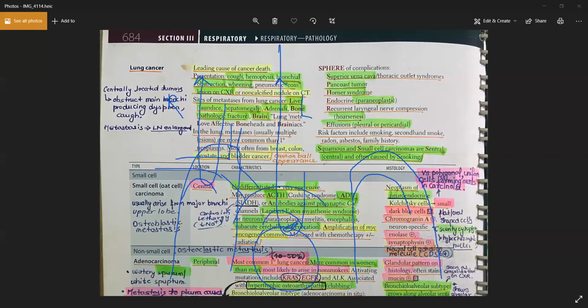So whenever you have hoarseness because of this lung tumor, most chances are that this tumor is on the right side, not on the left side.